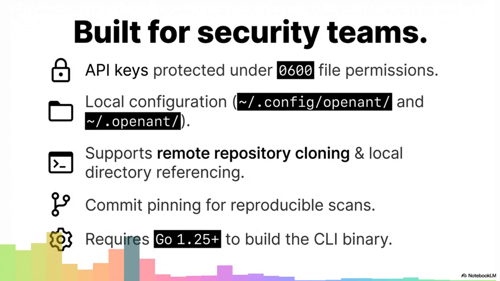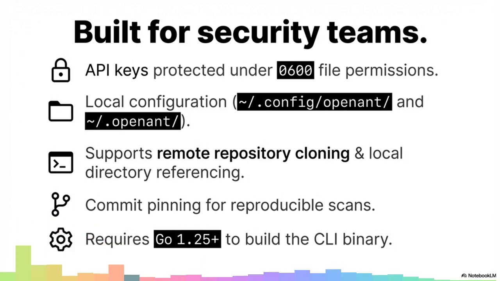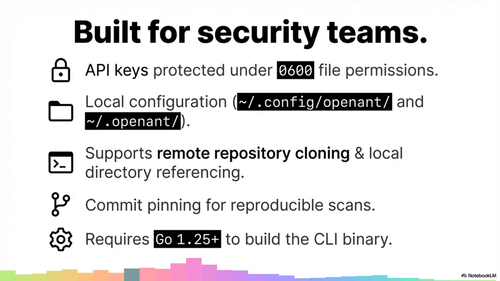Because the CLI binary is built with Go, your environment needs to be running Go version 1.25 or higher to compile it. Good to know. On the repository side, the tool is flexible. It handles remote repository cloning via URL, but it also heavily supports local directory referencing. Which is great for local testing.